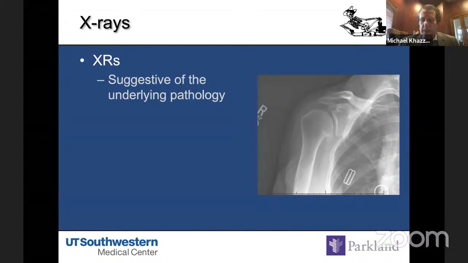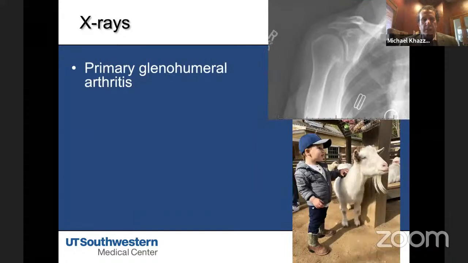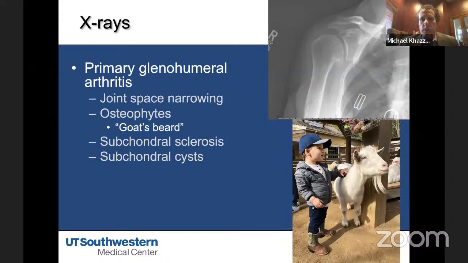And x-rays give a lot of indication as to what the underlying pathology is and what the cause of the issue is that we're going to be treating: primary osteoarthritis, inflammatory arthritis, rotator cuff tear arthropathy, post-traumatic arthritis, post-dislocation or post-capsulorrhaphy arthritis, as well as avascular necrosis. So primary osteoarthritis is very easy to identify. It has the characteristic joint space narrowing, inferior humeral head osteophyte or goat's beard, subchondral sclerosis, subchondral cysts, and has this classic pattern of this goat's beard here.